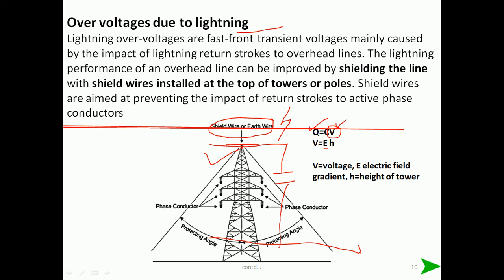So we have to prevent the impact of overvoltages due to lightning over a transmission tower, and for protection we have to provide shielding. These wires are known as shielding wires, right?